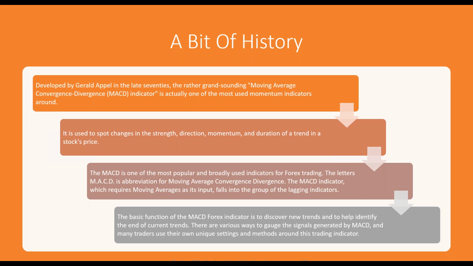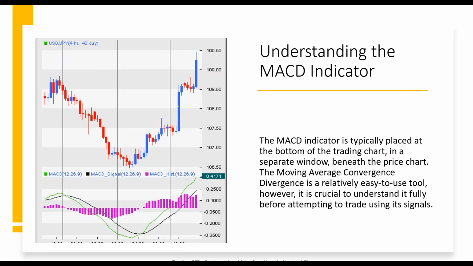Now, the function of MACD is to discover new trends and help identify the end of current trends. There are various ways to gauge these signals generated by MACD, and many traders use their own unique settings and methods. Now, as we can see here, MACD is placed on the bottom of our chart, in a separate window underneath price. Don't worry, we're going to go over to live charts in a second.